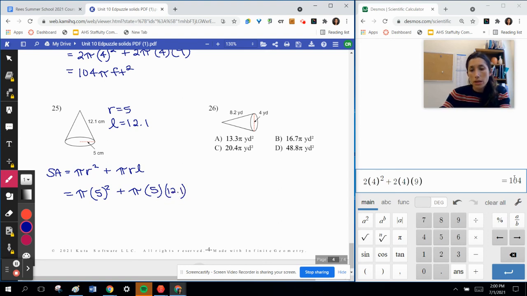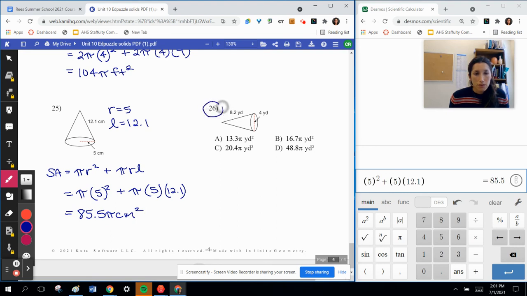So when we are putting this into the calculator, we're going to put everything except for that pi. So we want the radius squared, and then we're leaving pi out, radius, slant height. This is where we would put the radius. Let me erase this formula, that's from before. This is where we put the radius, and this is where we're putting the slanted height. So our radius is 5 in this case. Our radius, we'll put 5 again, and then 12.1. This would simplify to 85.5 pi centimeters squared. Find the surface area for question number 26.